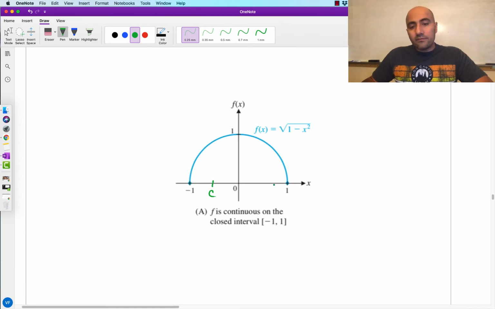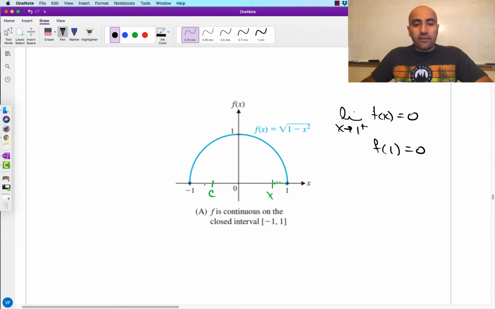And over here, same thing. As x approaches 1, but definitely from the left side, right? I'll write that one down. The limit as x approaches 1 from the left-hand side of my function exists, and it's equal to 0. And also f of 1 is equal to 0. Therefore, the function is continuous on one side. It's continuous from the left-hand side. So together, this and this both allow us to say that the function f is continuous on the closed interval between -1 and 1.